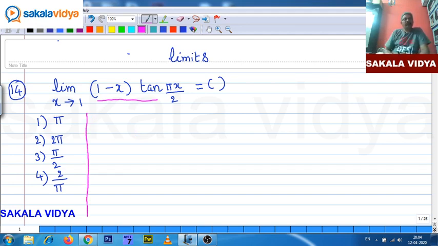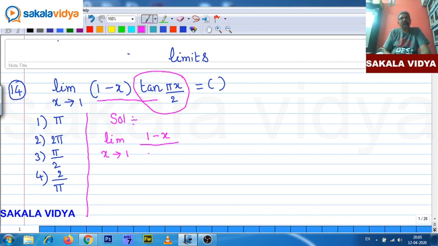So, let us do this one now. This tan of pi x by 2, let us write as 1 by cot of pi x by 2. So, first let us see what will happen. Now the limit x tends to 1 of (1 minus x) upon tan of pi x by 2, which can be written as 1 by cot. That means this becomes cot of pi x by 2.